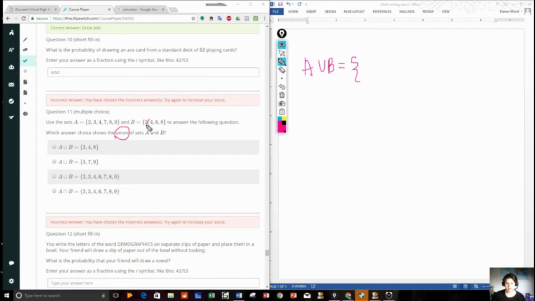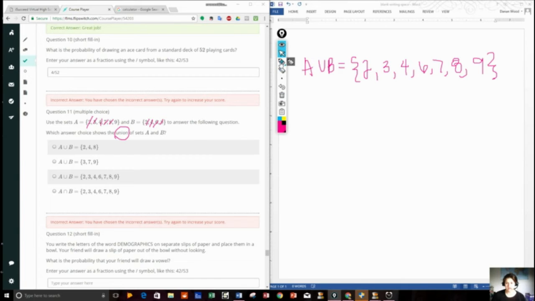So we have a 2 and a 2. I'm not going to write it twice because it's repetitive. We have a 3 from set A. We have a 4 from set B and set A, so that takes care of that. We have a 6 from set B. We have a 7 from set A. We have 8 from both sets. And we have a 9 from set A. So the union of the sets is all of them together. So we have 2, 3, 4, 6, 7, 8, and 9.